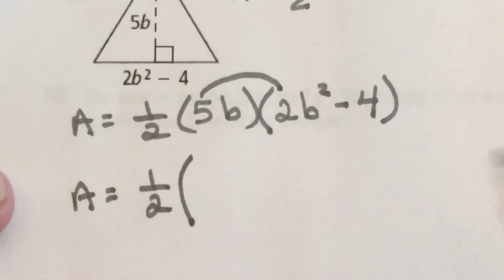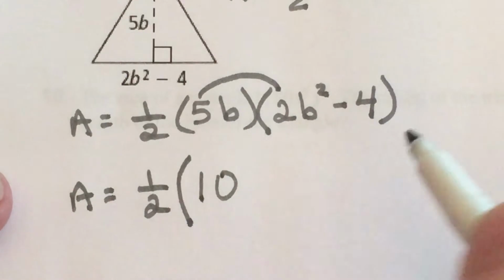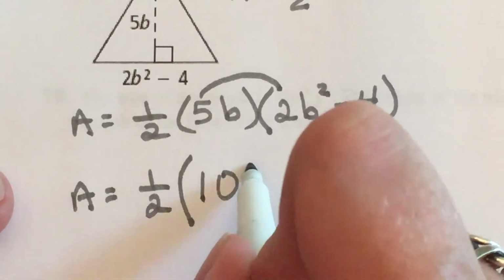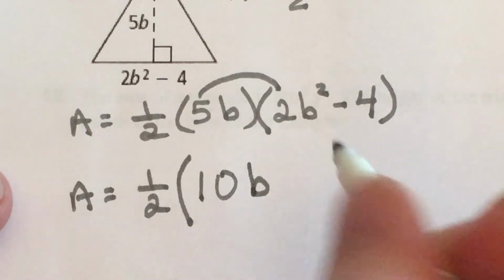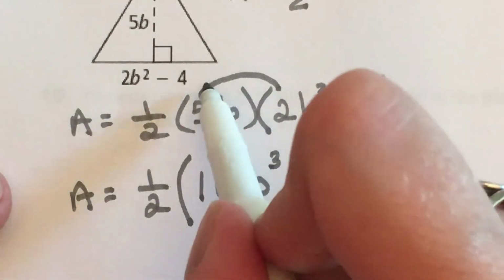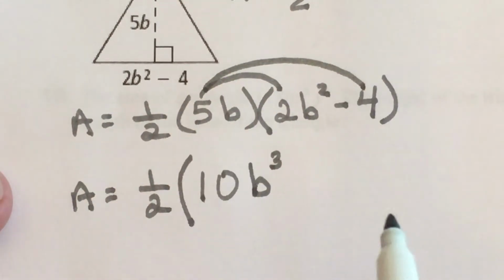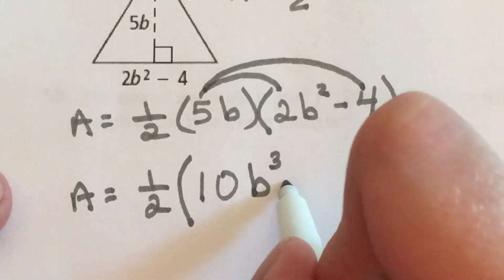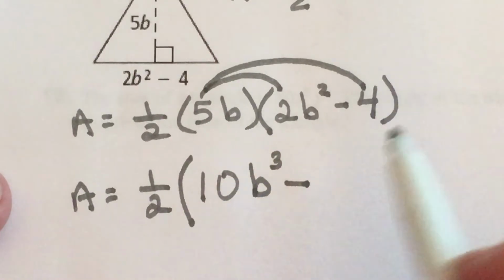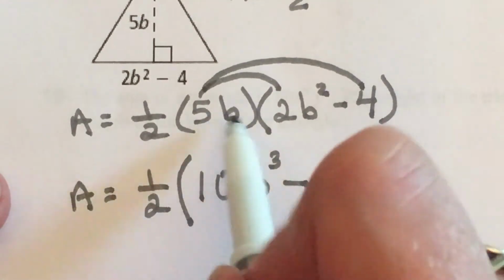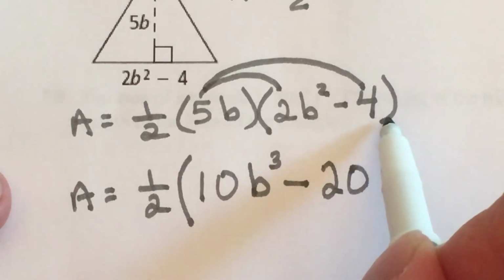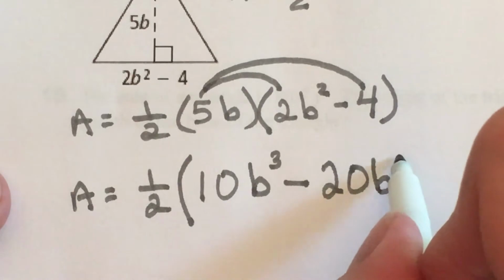Big 5 times big 2, big 10. B times b squared is b to the 3rd power. Good job. A positive times a negative is a negative. Nice. Big 5 times big 4, 20. And there's a b here. It just doesn't have another variable to multiply with, so we'll just bring him along for the ride.